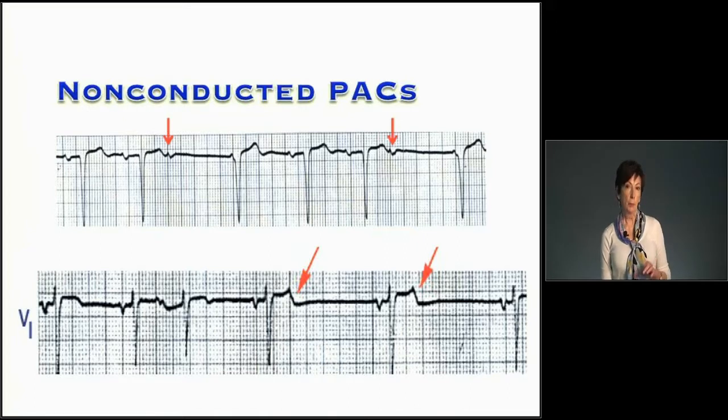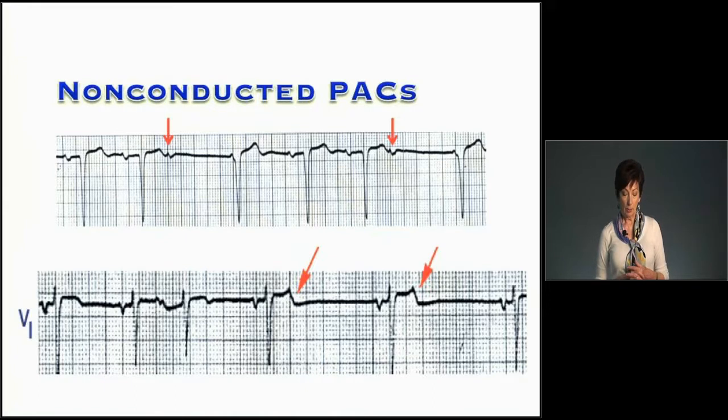And I want you to remember one thing. The most common cause of a pause is a non-conducted PAC. So when you're looking at a rhythm strip and you suddenly see a pause, automatically train your eye to go to that preceding T wave to see if it's distorted. Just have that as a general rule and a good practice to have, because most of the time it will be a non-conducted PAC. It's the most common cause for a pause.